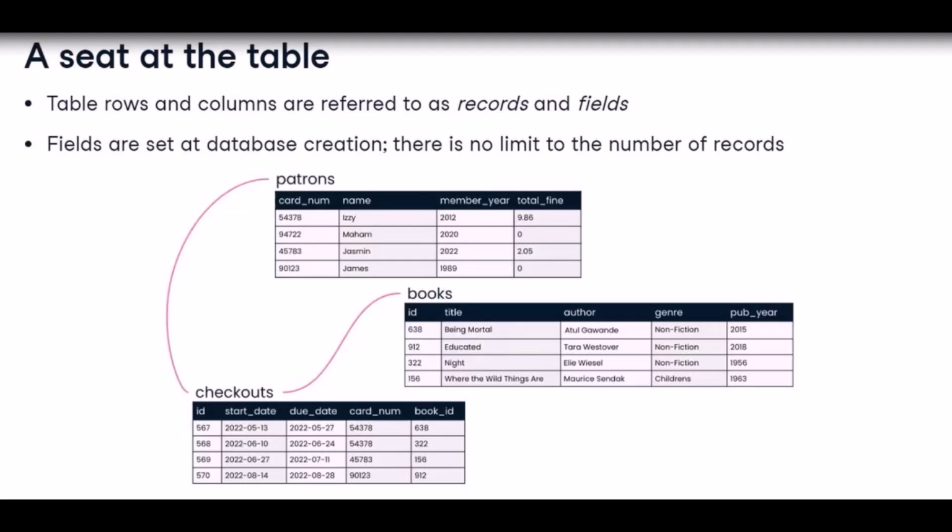I've said that before. The number of rows can be as much as we want. We can always add another row, but from the time of creation, the table's fields, the number of columns, are limited.